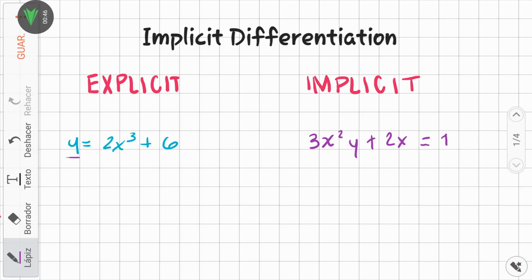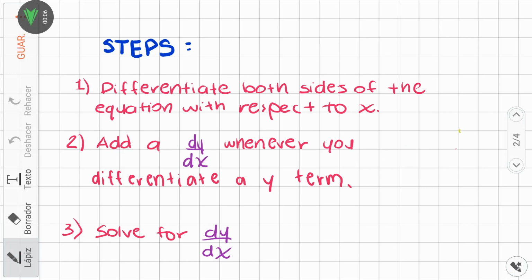And yes, you might be thinking, why don't I just solve for y and leave the other side alone with x's? You could do that, but I promise that the procedure is way larger if you do that step. It's much easier to follow the implicit differentiation steps, which I will show you just now. The steps for this type of procedure simply include this.